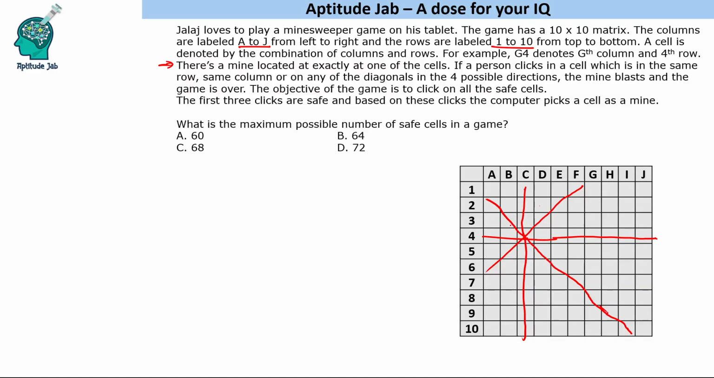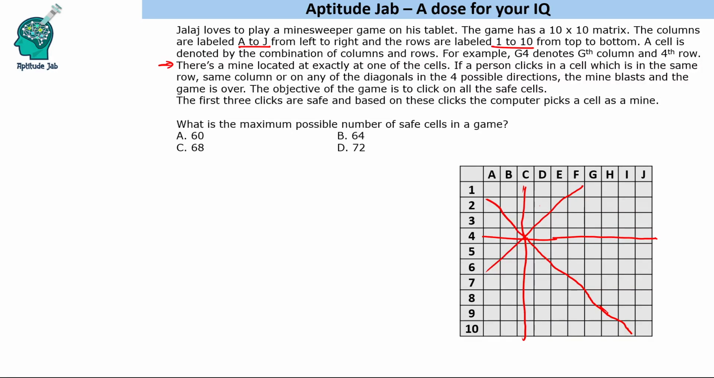Because you do not know where the mine is. So what will happen is, the first three clicks are safe, and based on these clicks the computer picks a cell as a mine. Let us say you clicked C4 as the first option, so the mine will not be located in these cells. This is how you will have to guess that the mine is not located in this. You know that this is a safe cell, so this is how you will proceed in the game. The first three clicks are safe, and not only one, because by three clicks many of the cells will be eliminated. That's how you play the game.